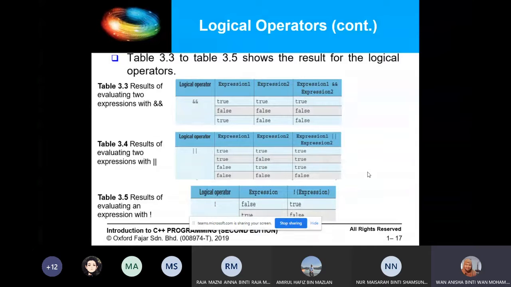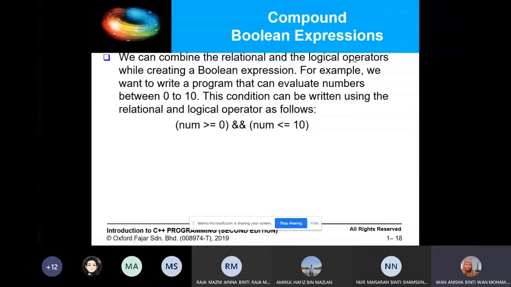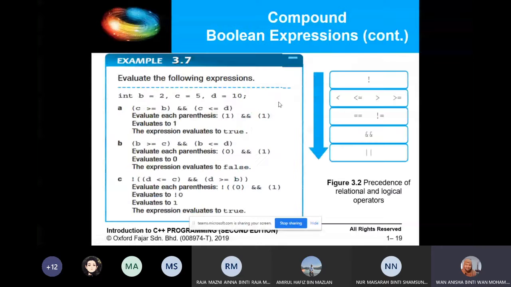Yes. Can? Okay, now a combination of relational operator and logical operator is what we call as a compound Boolean expression. Okay, so for example, this one, you have a very large expression. So we call it as a compound. It's a combination of relational and logical operator. So you can see here, num, is it greater or equals to 0? There must be a value for the num, and num, is it less or equals to 10? So here you use the relational together with the logical operator. Okay, let's see an example. Okay, look at example 3.7c.